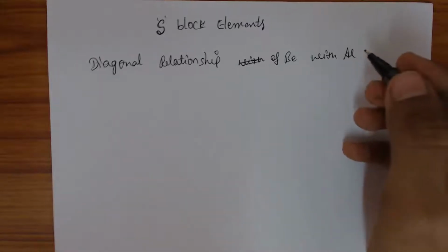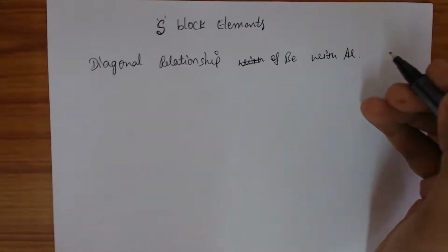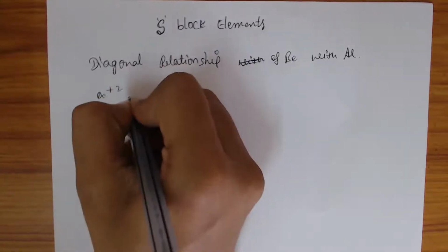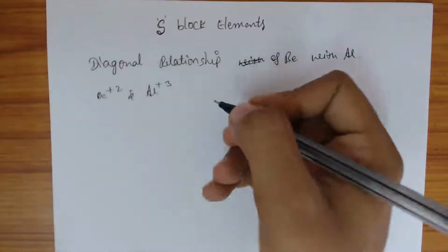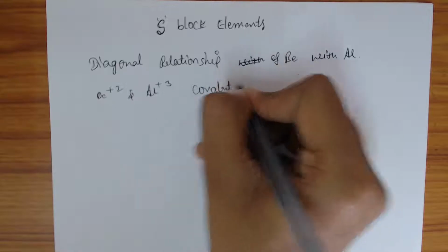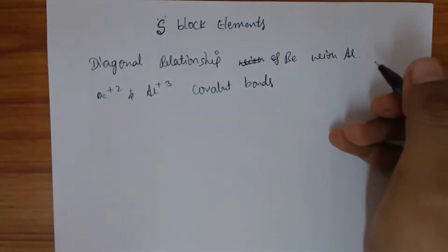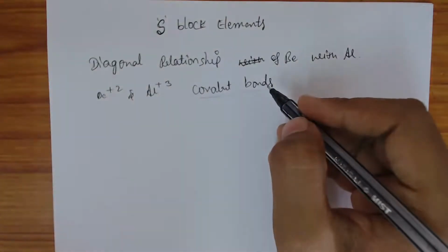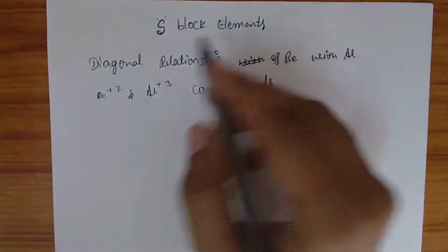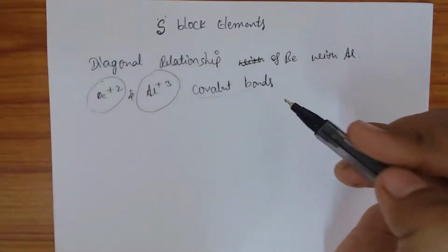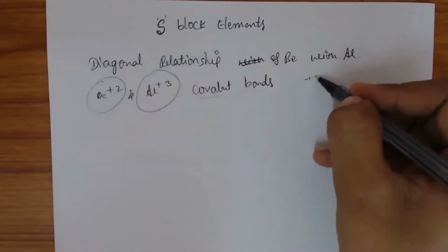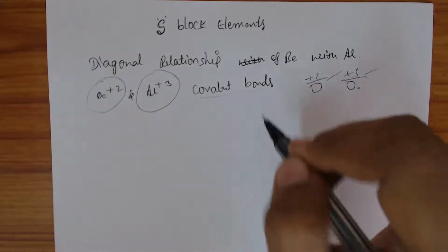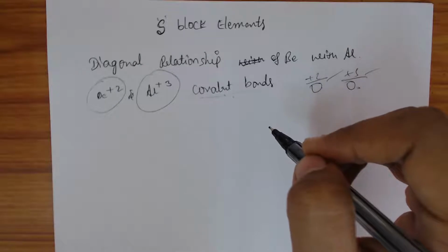It means, as I told you, because of the similar size, they show some of the same properties. So Be2+ ion and Al3+ ion form covalent bonds. Both Be2+ and Al3+ ions form covalent bonds due to the same charge by size ratio, because this is +2 by respective size, this is +3 by respective size, and this charge by size ratio is the same, so they prefer to form a covalent bond.